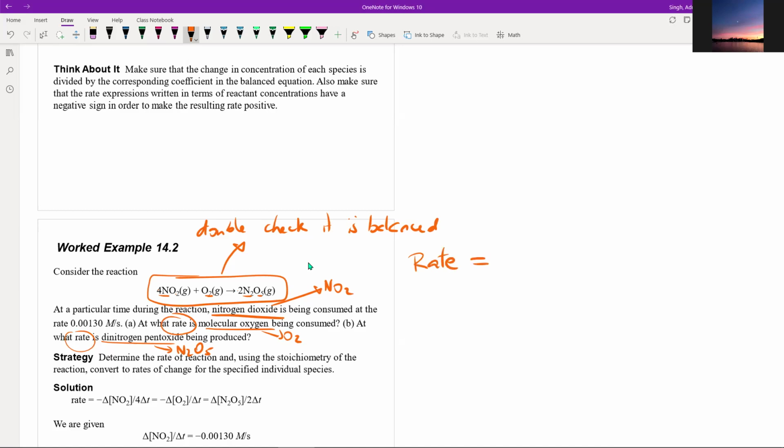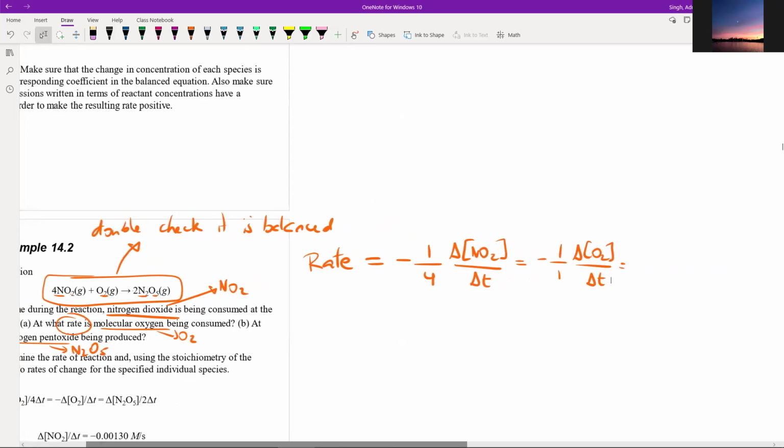So let's probably start off with writing the rate equations for these. So we know that the rate, according to what we just learned from this equation, would be negative 1 over 4 times delta NO2 over delta T, and that's equal to negative 1 over 1, and that would be delta O2 over delta T, and that's also equal to, now for the product, the N2O5, that would be positive now, 1 over the coefficient there, which is 2, delta N2O5, dinitrogen pentoxide, over delta T. Right, so we have our rate equation written with respect to each of the reactants and products.